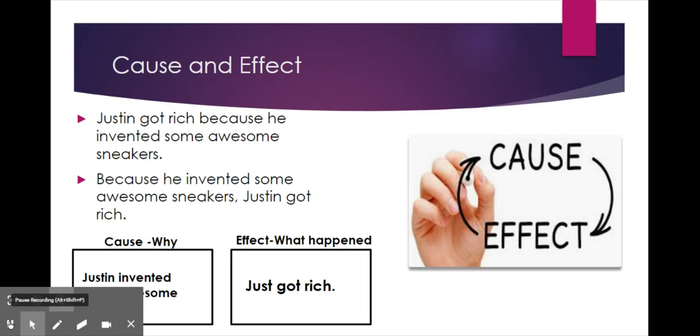Here's an example. Justin got rich because he invented some awesome sneakers. And then the cause and effect is mixed up or reversed. Because he invented some awesome sneakers, Justin got rich. What happened? Justin got rich. Why? Because he invented some sneakers. That does not change. However, the order that they are written does.